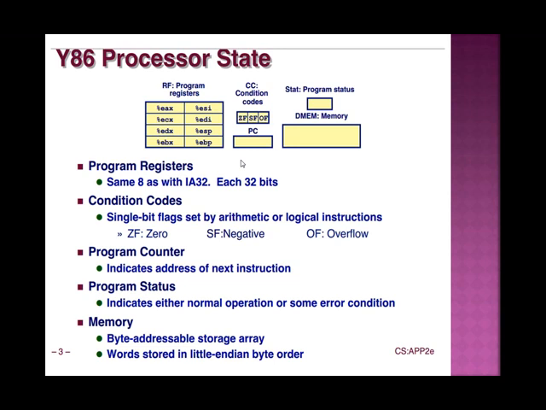Then the next part is your condition codes. That is how we are using the condition codes. A condition code is a single bit flag. It may be zero flag, it may be sign flag, it may be overflow flag. These are set by arithmetic or logical instructions. ZF means zero flag, SF means negative or sign flag, and OF means overflow flag. Then the program counter indicates the address of the next instruction.